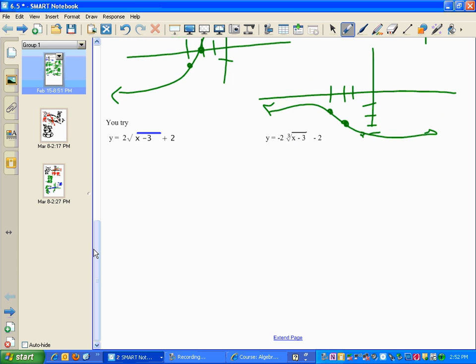All right, let's try this one. You do that one yourself. It's a square root.